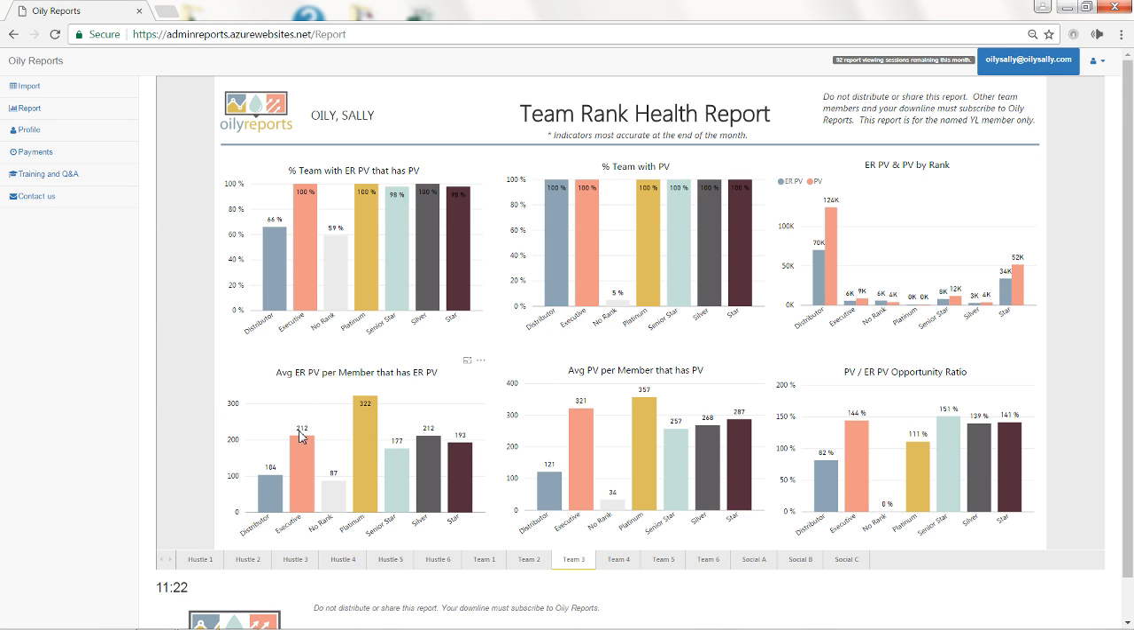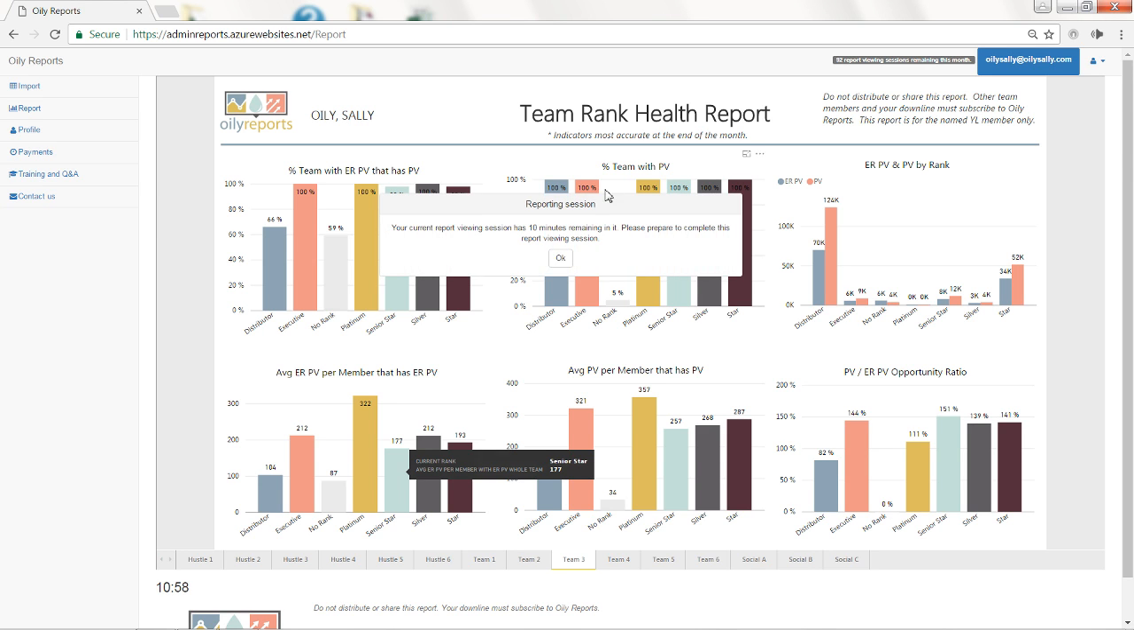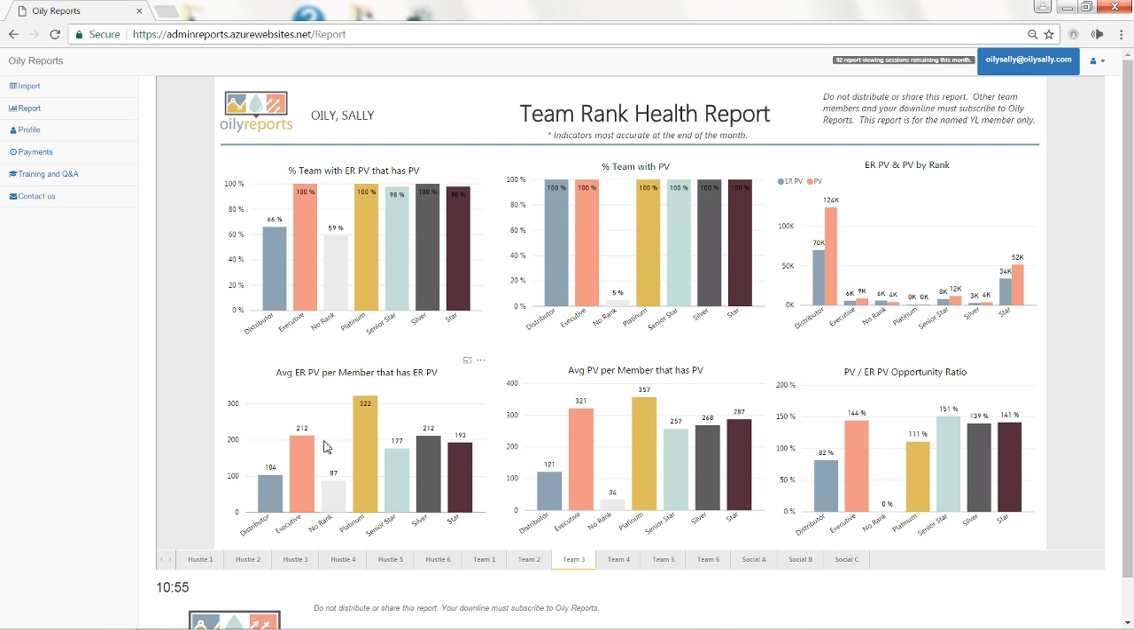Looking at the indicator of average ER PV per member that has ER, you can start seeing, hey, 212 looks to be about it, you've got silvers and executives at 212, but senior stars at 177. Maybe there are some senior stars that have some wiggle room to increase their ER PV. So, you're looking for outliers that are really bigger or really lower.